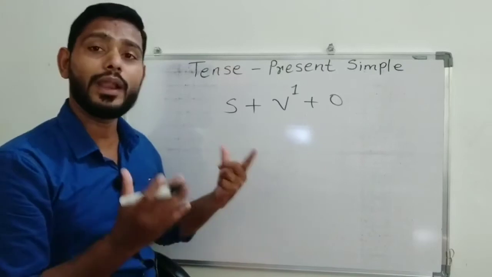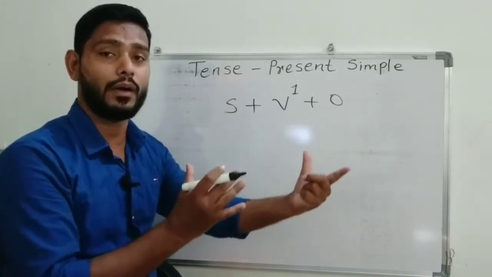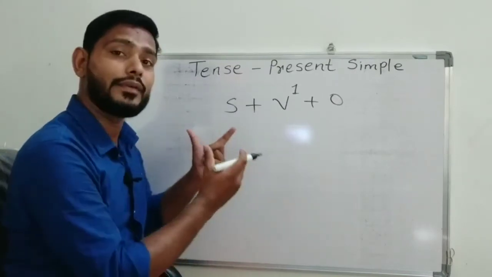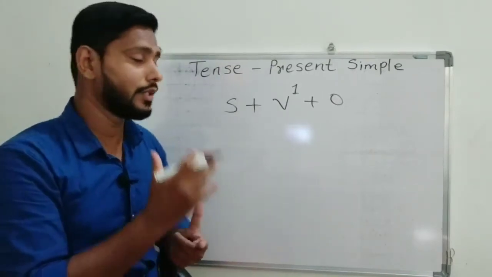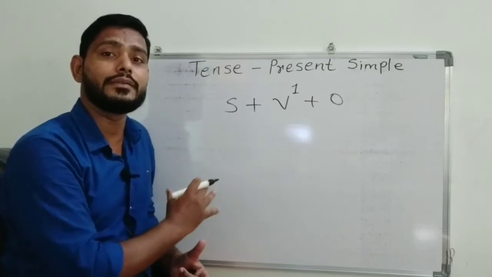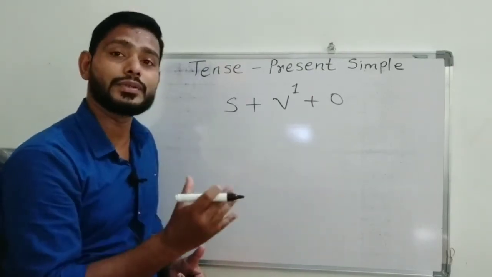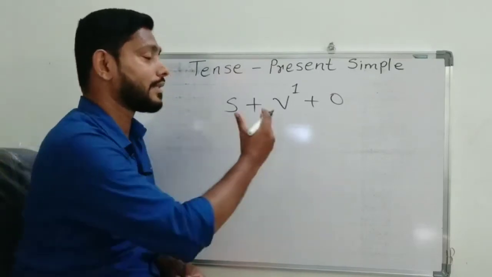And to denote time, we have to follow what kind of verb and what kind of helping verbs we normally use. Here in present simple tense we do not use any auxiliary verbs, so we will use the base form of the verb, the base first form of the verb.